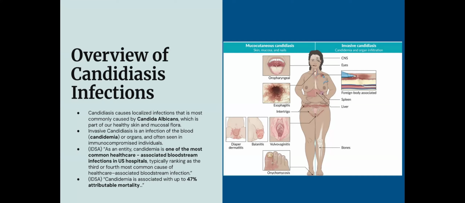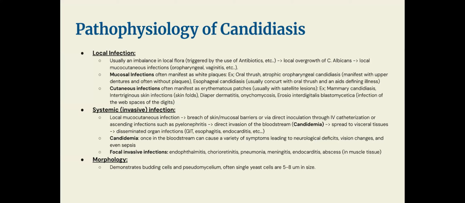in hospital systems. And the image there shows the general picture of what it would look like on patients, as well as how sometimes it gets inside through foreign bodies. So with the pathophysiology of candidiasis, it often comes from an imbalance of local flora, sometimes triggered by antibiotics. It could also be from surgical interventions. And with that overgrowth, it often leads to localized infections.